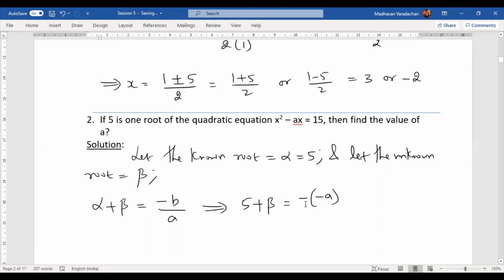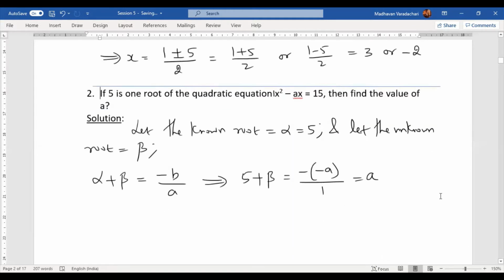When b is negative a, I am substituting that, divided by a. a is 1 because the coefficient of x square is nothing but 1. So it is 1 only. I can simply write it as minus of minus a, which is plus a. So it is simply a. So a is 5 plus beta. Now, the product of the roots. What is the product of the roots? Alpha times beta, which we know is c by a. What is alpha? It is 5.